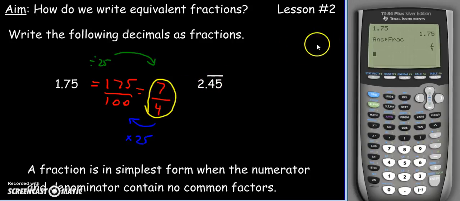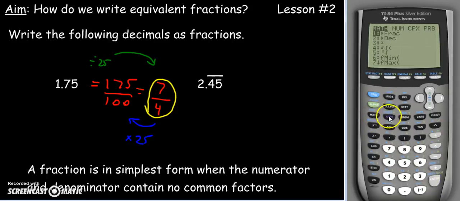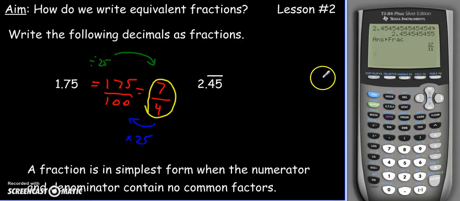Alright, let's take a look at 2.45, repeating. So first, we're going to type that into the calculator. We need to enter 45 several times so that the calculator realizes it's a repeating decimal. The more the better. I think that's enough. Press enter. And math and fraction. And that should be 27/11. Let's figure out how to get that to be there.